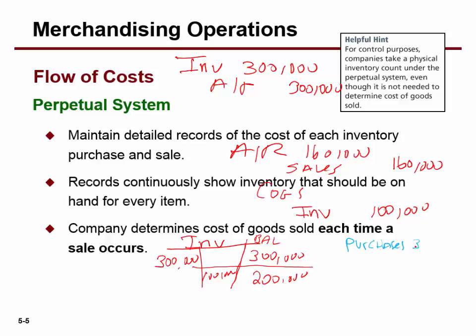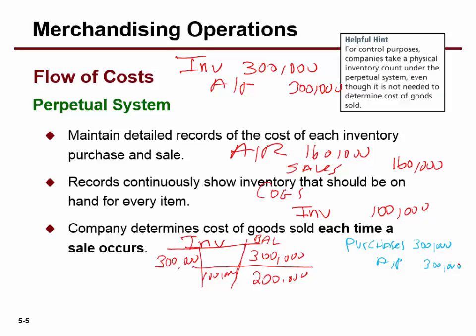How much did I purchase? 300,000. Credit the account payable. 300,000. Let me know if I'm keeping you guys awake. Okay, and then what? I'm going to debit purchases. I'm going to credit accounts payable.